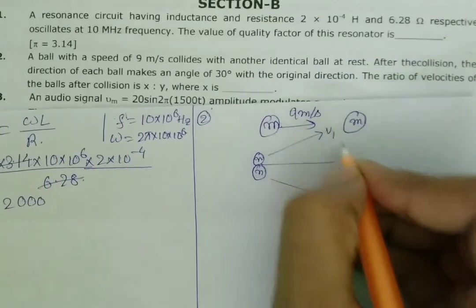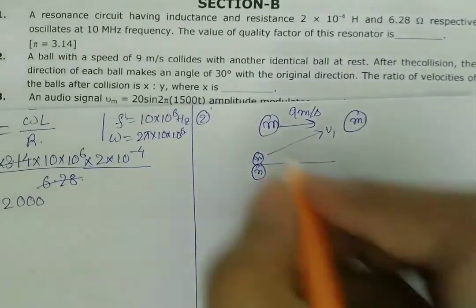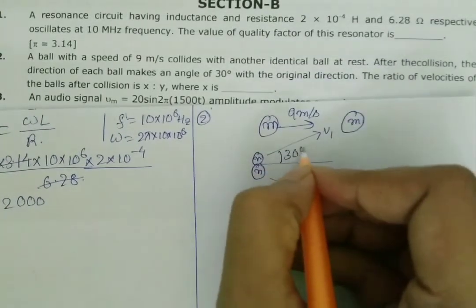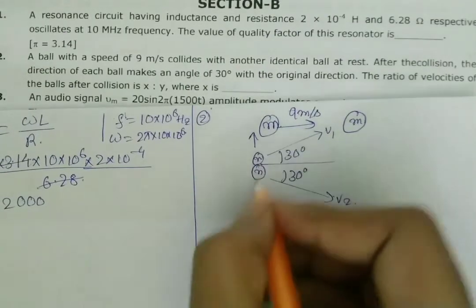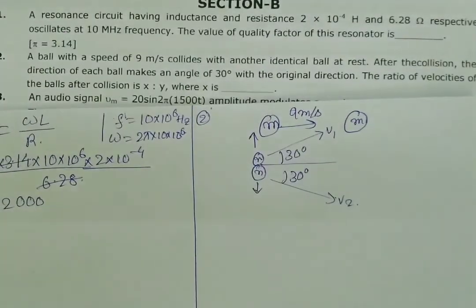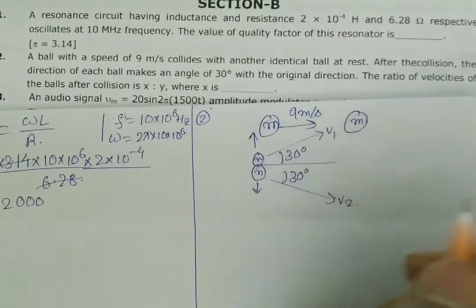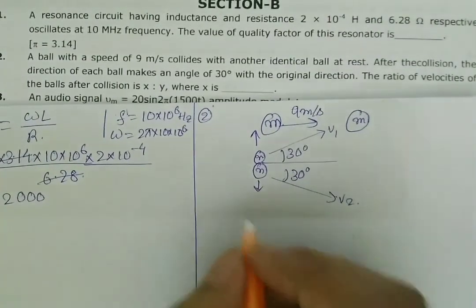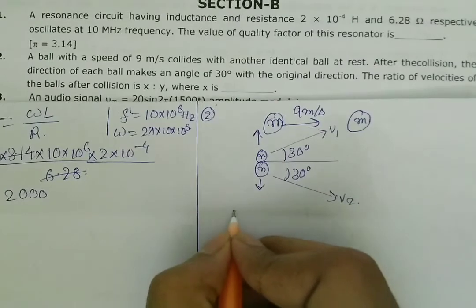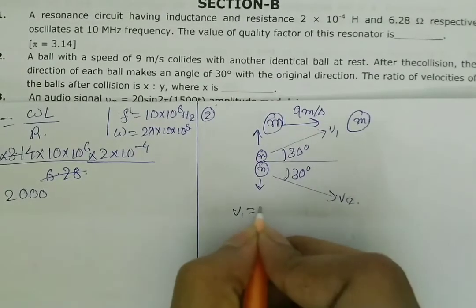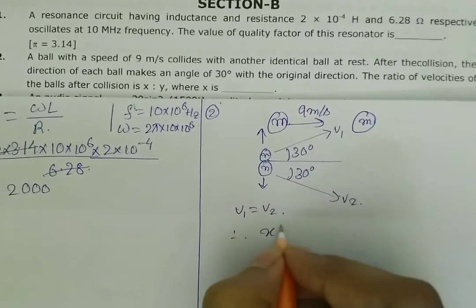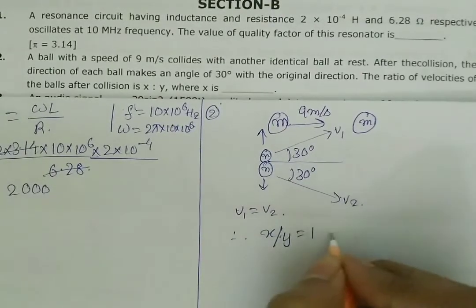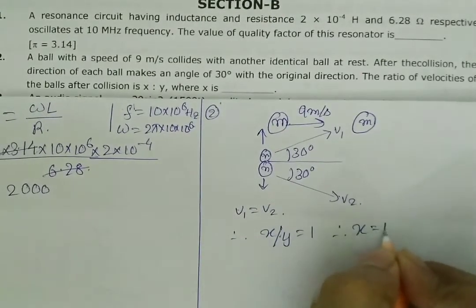Let's say this is V1 and this is V2, and this angle is given as 30 degrees. So in the y direction, there is no momentum. Momentum is conserved, so we can directly say that V1 is equal to V2. Therefore x by y will be equal to 1, so x will be equal to 1.